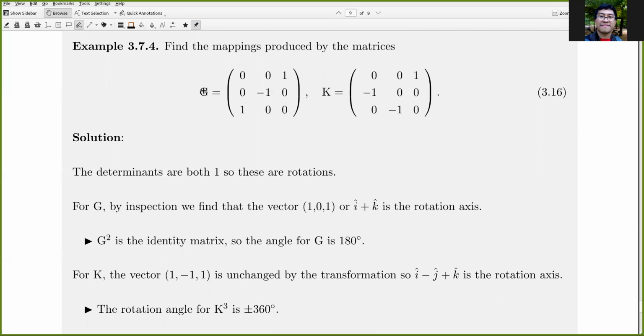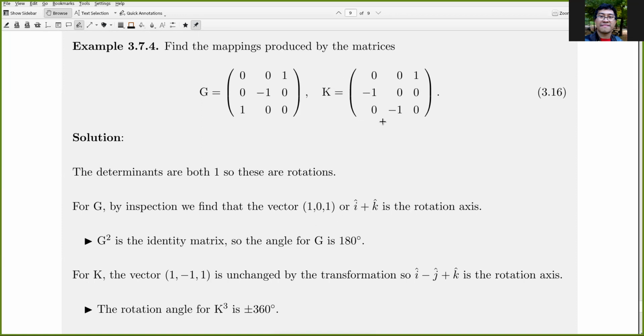If you multiply G by itself, you get the identity matrix. It means that G multiplied twice to a vector would give back the original vector. So G multiplied once to a vector would only give 1/2 of a full rotation, or 180 degrees. So G is a 180 degrees rotation about the axis i plus k.